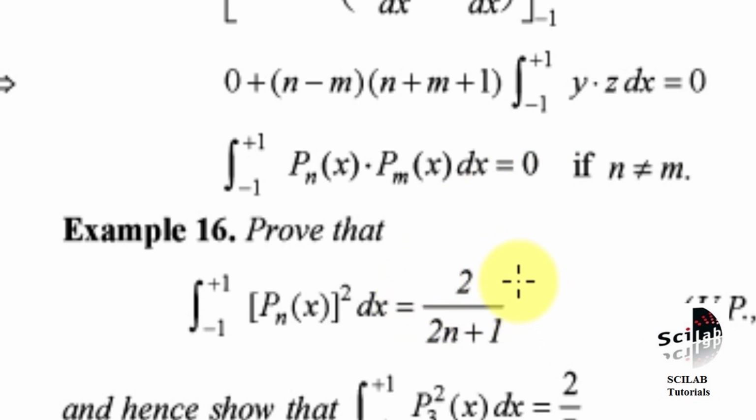So now we are going to use Scilab to verify this orthogonality of the Legendre polynomial. But in order to verify it, we need the Legendre polynomials in terms of x. But Scilab does not have any inbuilt command which will give the expressions of the Legendre polynomials in terms of x, and therefore we have to write our own code to generate the expressions of the Legendre polynomials, and for that we will use the Rodrigues formula.